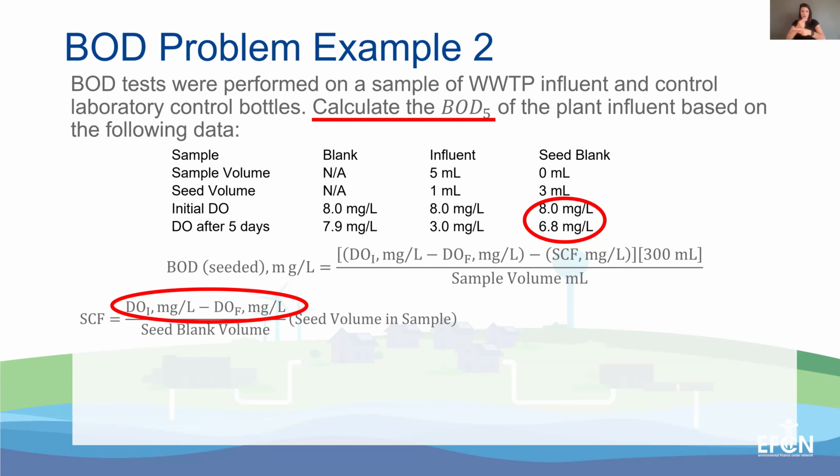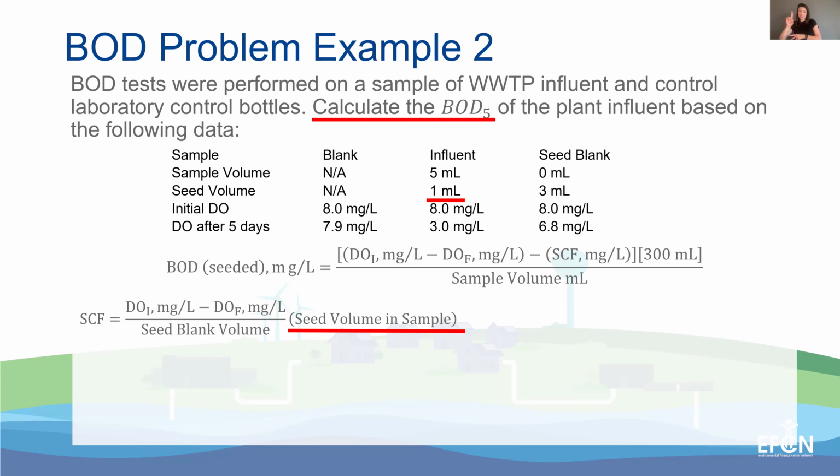So that's where we have the 8 milligrams per liter and the 6.8 milligrams per liter. And then the amount of seed volume is found here. That's just the total amount that you use to calculate the BOD of the seed. And then you have to find the volume that you use here for your seed volume of your sample. That's the amount that you would have added to your regular sample for your actual wastewater.